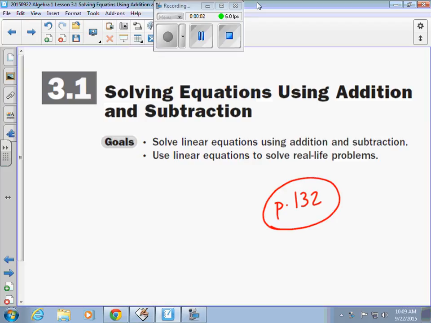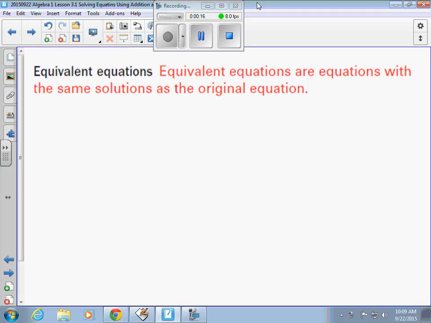This is Algebra 1, Lesson 3.1. We're solving equations using addition and subtraction. Those are our goals, to solve linear equations using addition and subtraction and do it in real-life problems beginning on page 132. Got a few definitions to start.